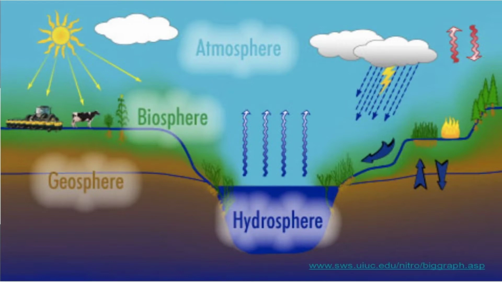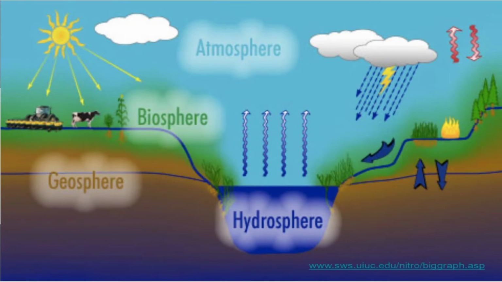If you look at this diagram, the atmosphere is gaseous, and the combination of the gases in the atmosphere from the lower atmosphere to the upper atmosphere is shown. The hydrosphere, which is in the center, means the water in the downward portion. Geosphere is shown, biosphere is shown, and atmosphere is shown.